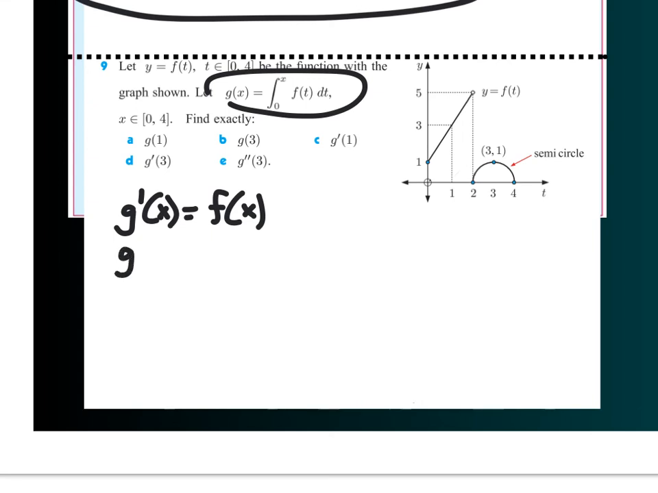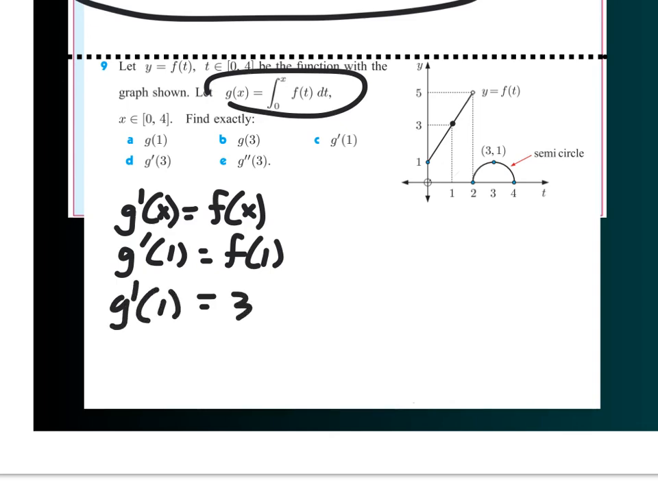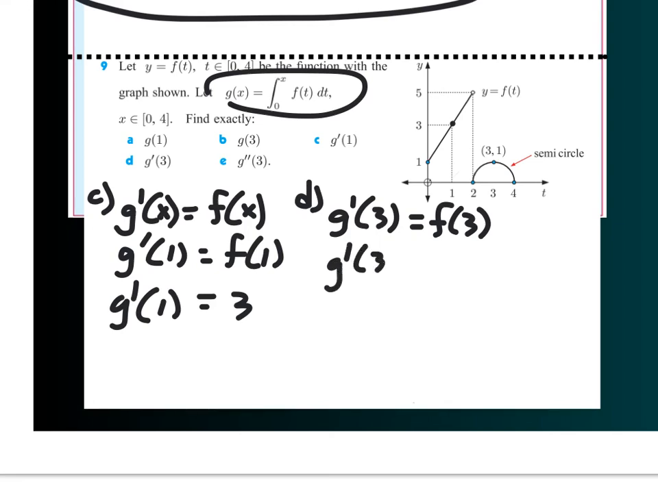So g prime of 1 is just going to be f of 1. What is f of 1? f of 1 is 3. So g prime of 1 equals 3. How about g prime of 3? g prime of 3 would be f of 3. f of 3 equals 1, therefore g prime of 3 equals 1.